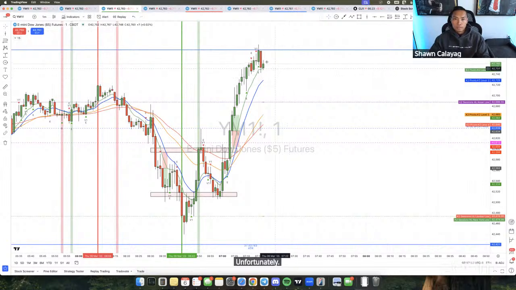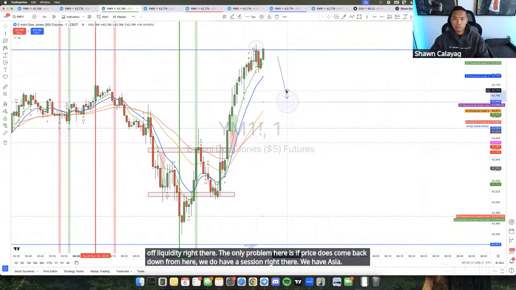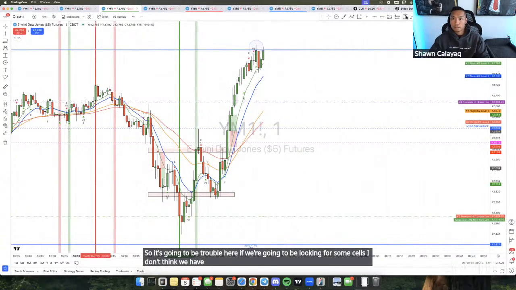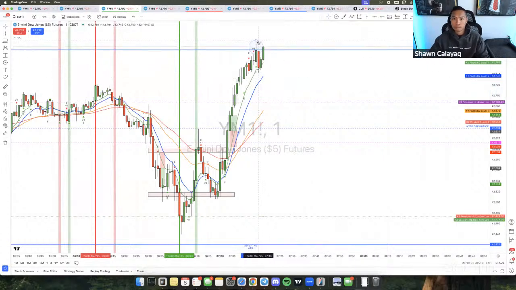All right, let's see if this starts to flip back down. We have a rejection off liquidity right there. The only problem here is if price does come back down from here, we do have a session low right there. We have Asia low. So it's going to be trouble if we're looking for some sells. I don't think we have enough space to really take a trade around here. I guess we'll see.